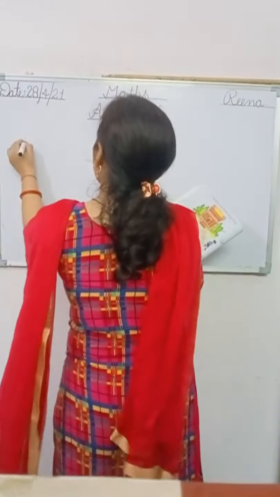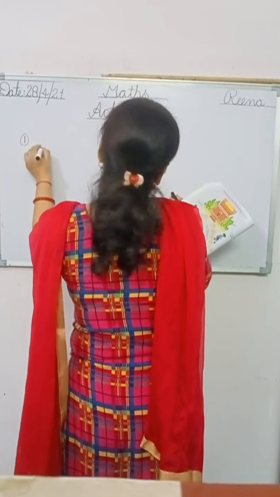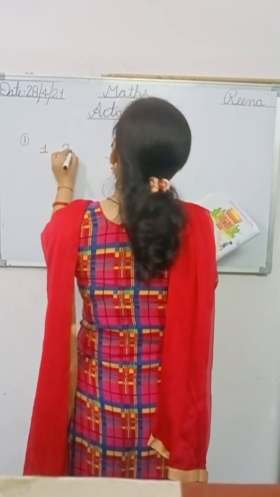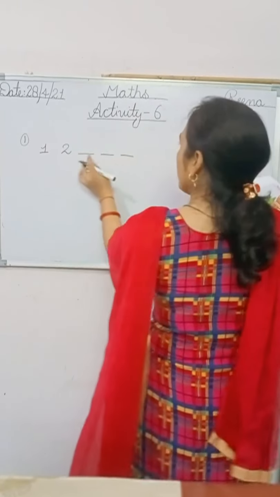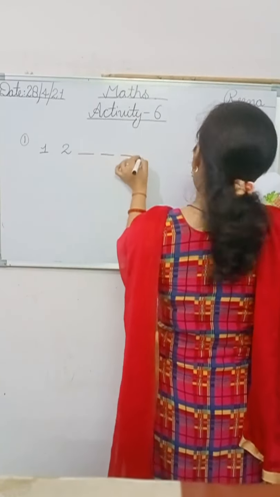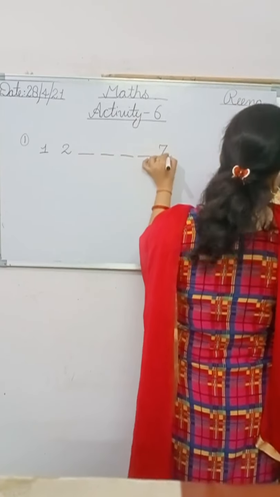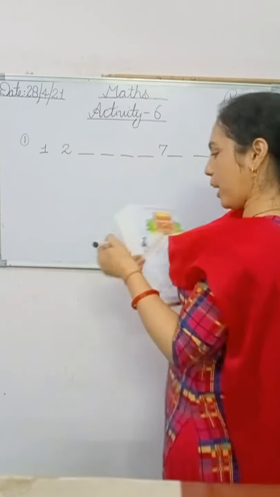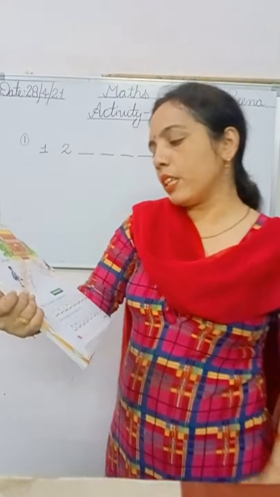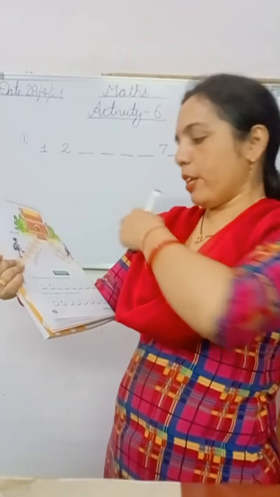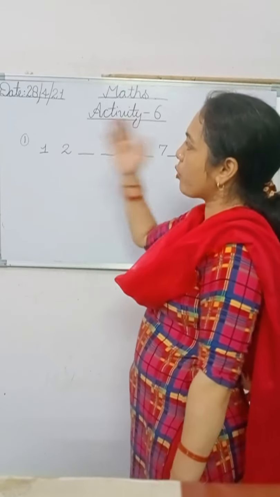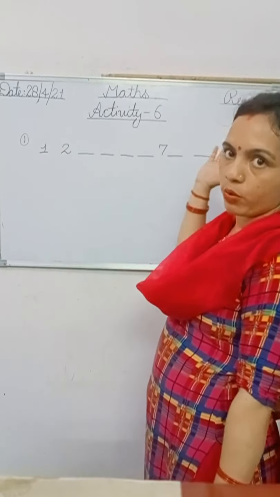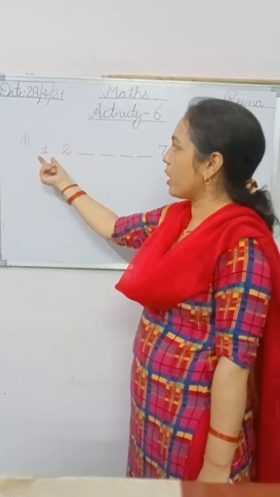Okay. Now you have been given some numbers in your question number 1. In the first one you have 1, 2, dash, dash, dash, dash, 7, dash, dash. And your question is: write the numbers in ascending order. Ascending order means you write your numbers from smallest to greatest form. Okay. Now you have been given 1, 2.